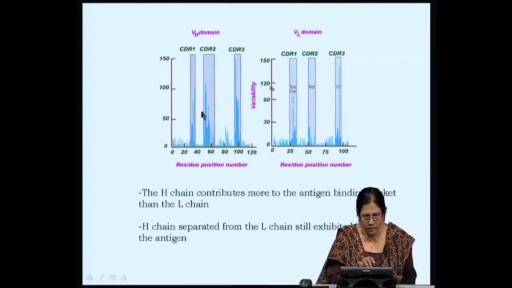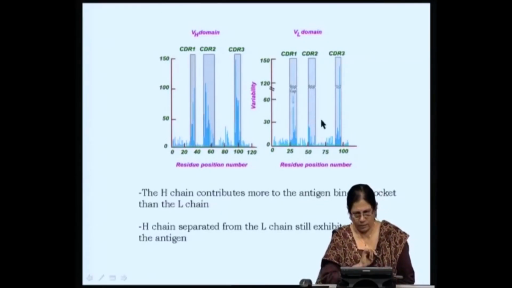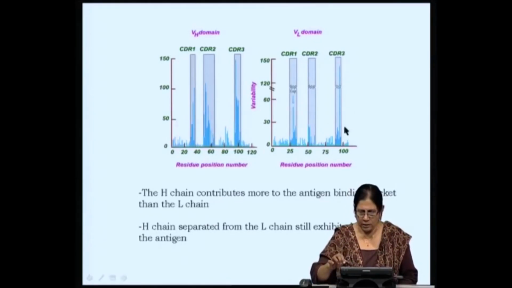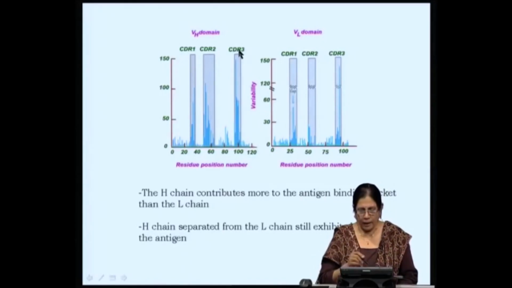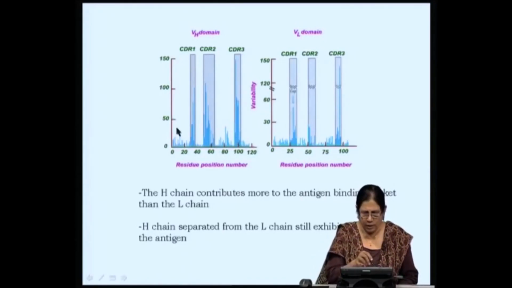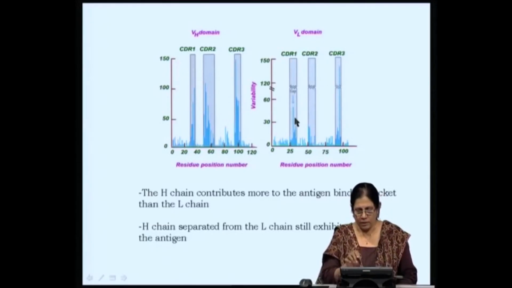Again, let us look at the heavy and the light variable domains, and you can see immediately that in both cases the CDR3 is most variable, and overall the heavy chain domain is much more variable than the light chain domain. The CDR2, for example, of the light chain contributes minimally to the antigen binding pocket. So, the H chain contributes more to the antigen binding pocket than the L chain.